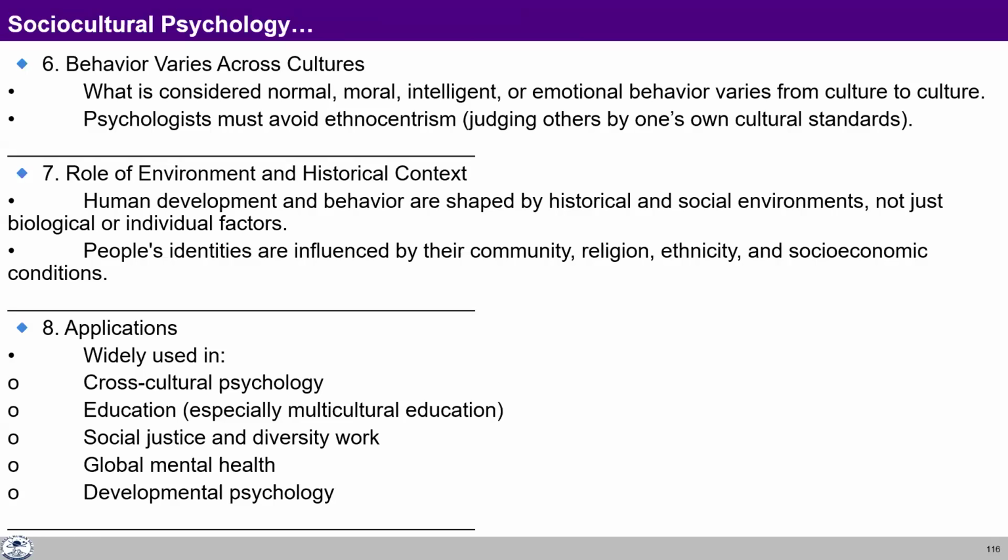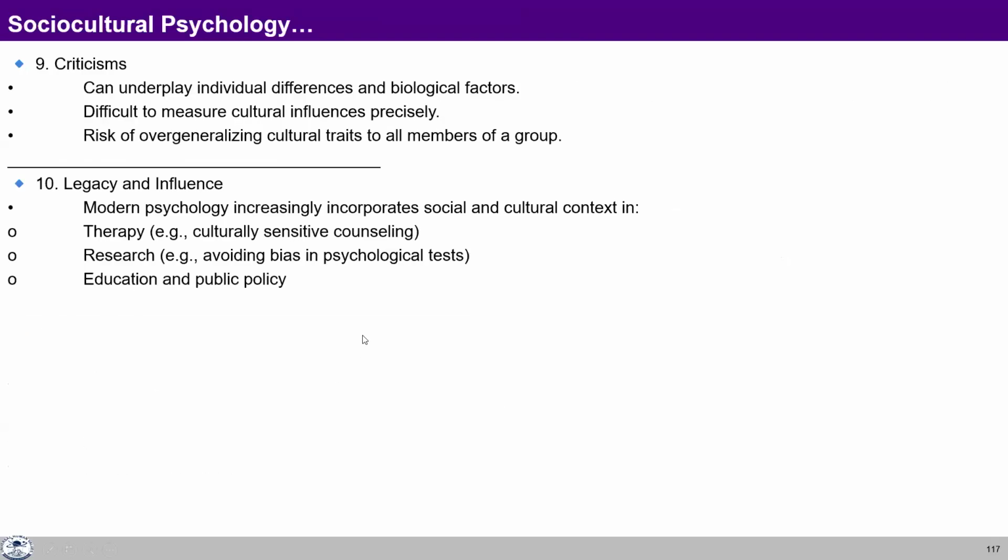So in the conditioning theory, they were talking about the stimulus and response. Here they are talking about the society at large. So they have wide application in cross-cultural psychology, education, social justice, mental health. There's various criticism also because they underplayed the individual differences and the biological factors, only talked about society. But of course, they have been able to develop certain therapies.